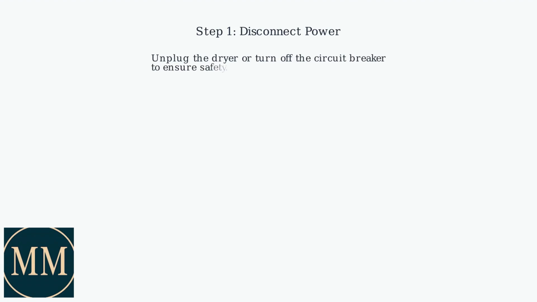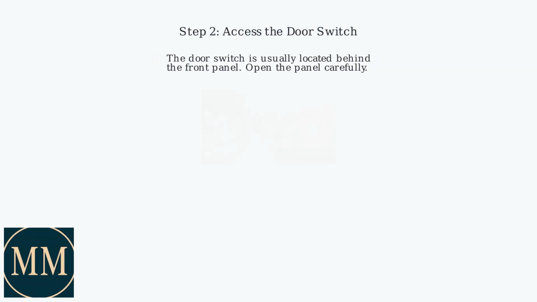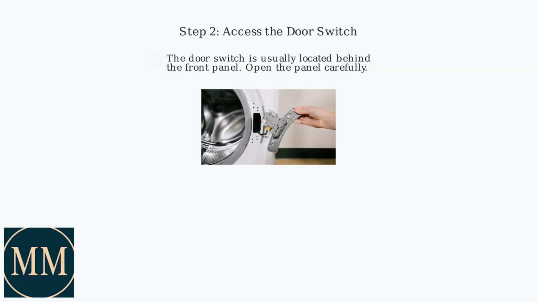First, ensure safety by unplugging the dryer from the electrical outlet or turning off the circuit breaker to prevent any risk of electric shock. Next, access the door switch. It's typically located behind the front panel of the dryer. Carefully remove the panel to expose the internal components.